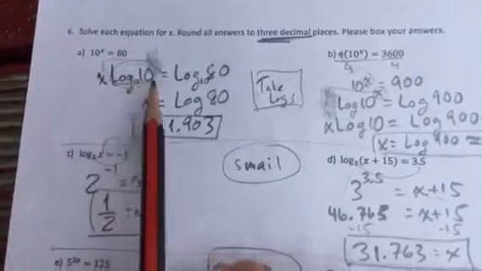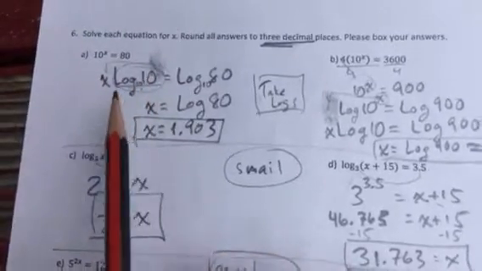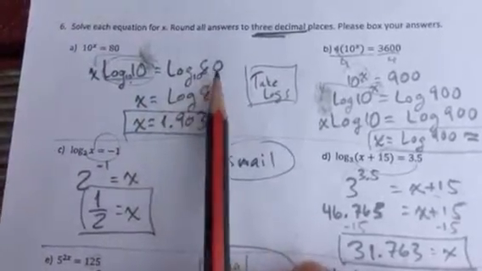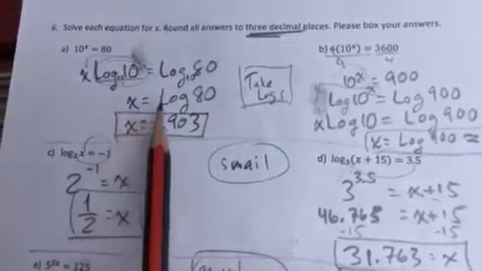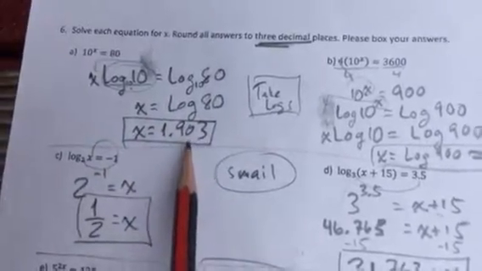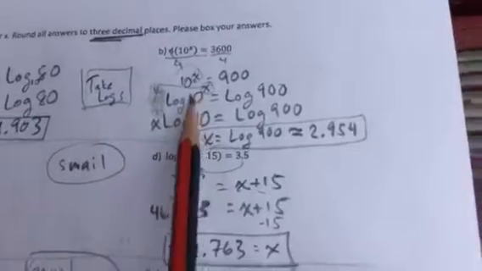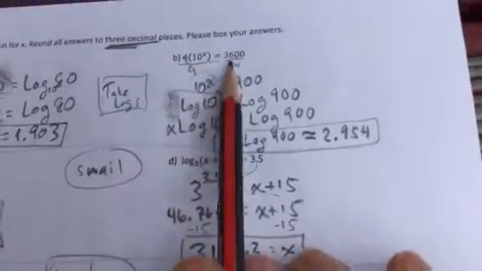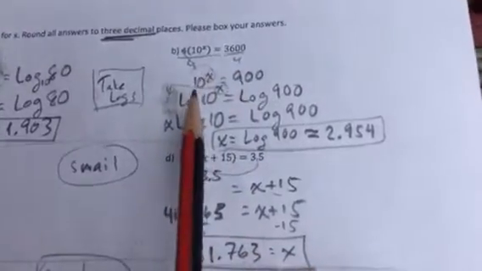Now, log of 10 just equals 1. So x times 1 is just x. So I've got log of 80 on the other side, so that just means that x equals log of 80, which on my calculator is about 1.903. On the other equation here, it's virtually the same, except the first thing I have to do is get rid of that 4 there by dividing both sides by 4. But after that, it's about the same.